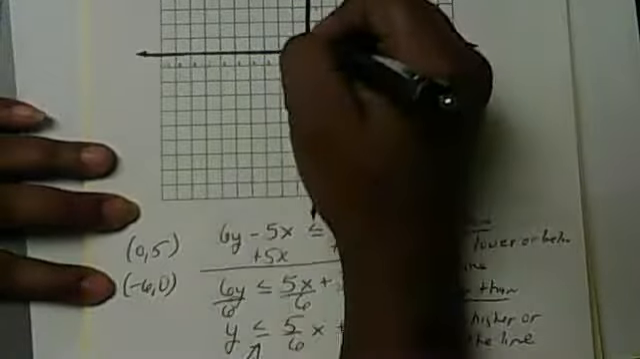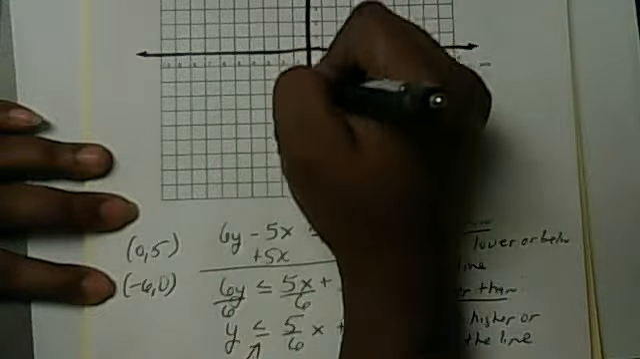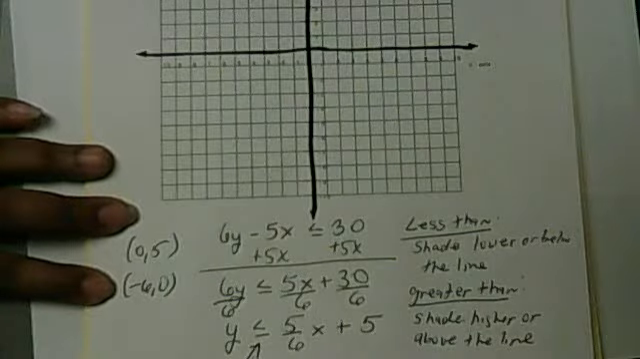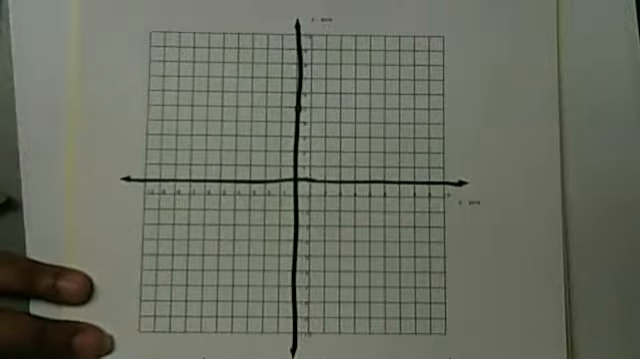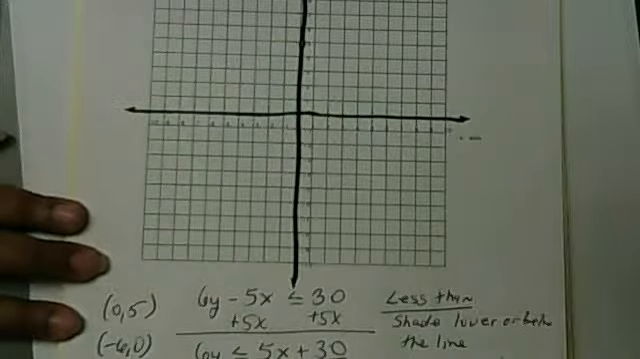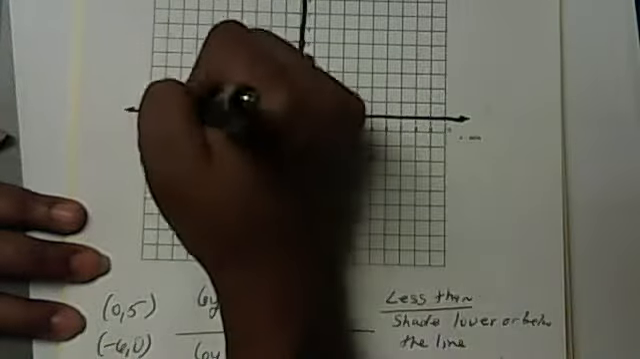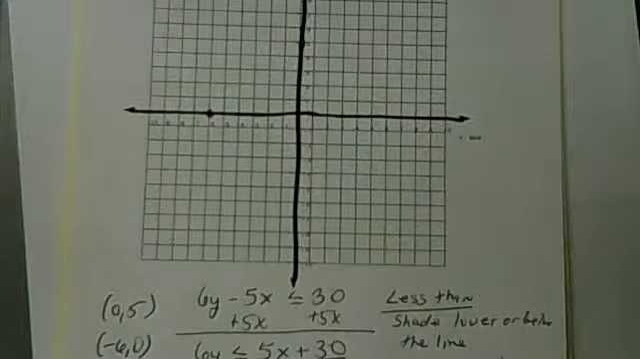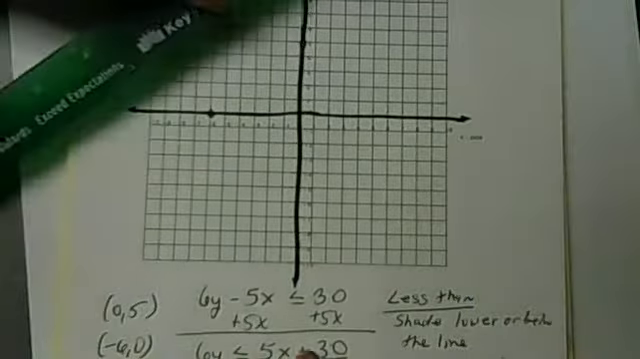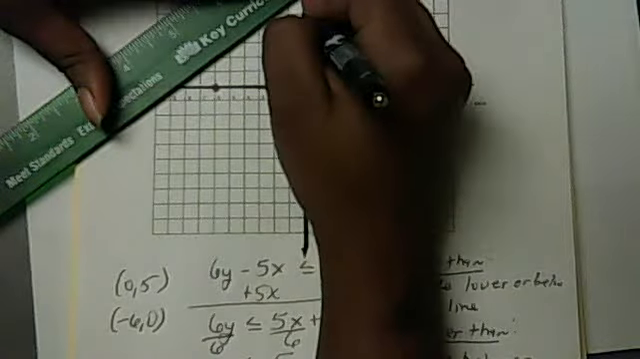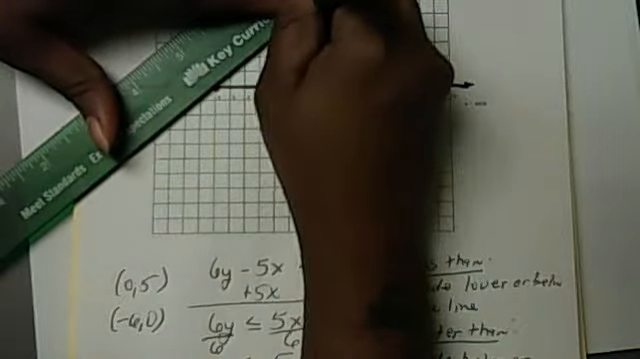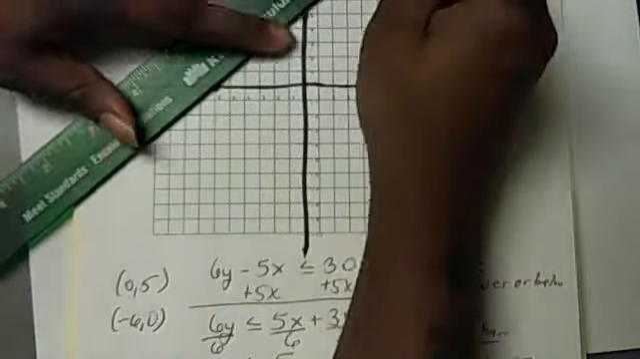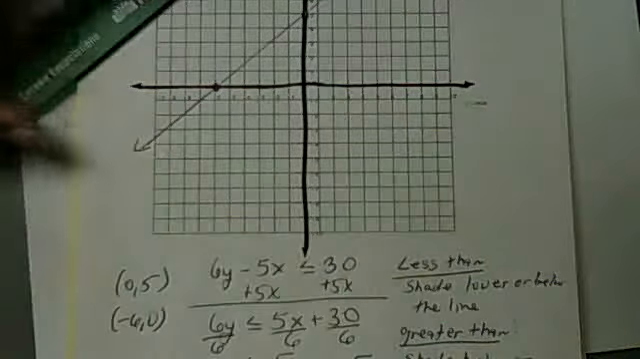Alright, I'm going to graph those. 0, 5 is up there. You might not see it, but again, you're going to be doing this on MyMathLab. 0, 5, then negative 6, 0. So negative 6, 0 is right there. And I'm going to use my ruler to connect it. Okay. So that's the line you're going to make on MyMathLab.